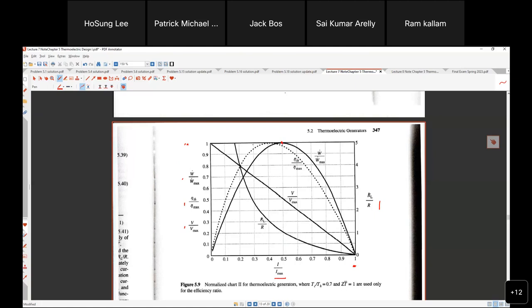Current. The current you cannot control. You can control the load, but once you control the load, you can control current practically, not directly. So the maximum, this is interesting, maximum power. That's what we are looking at. So the current is 0.5 and the load resistance is 1 again. Load resistance is 1. Voltage is 0.5. So this was normalized against the maximum value.